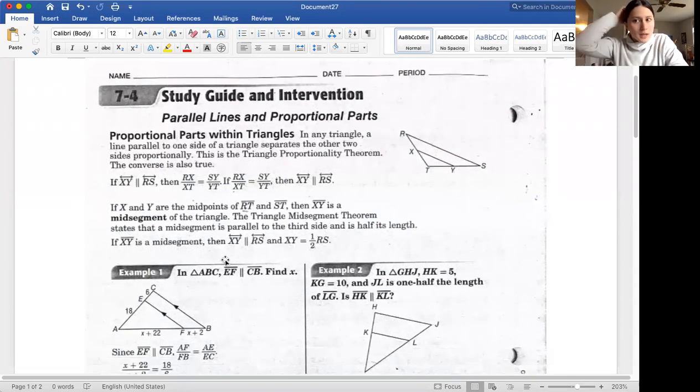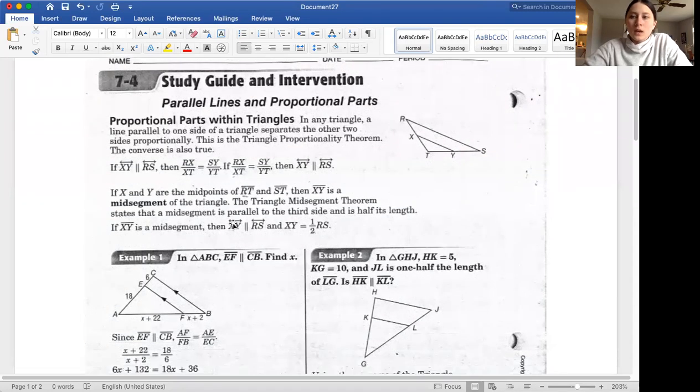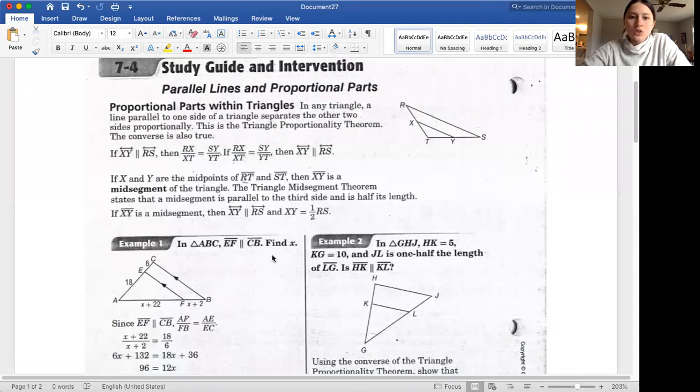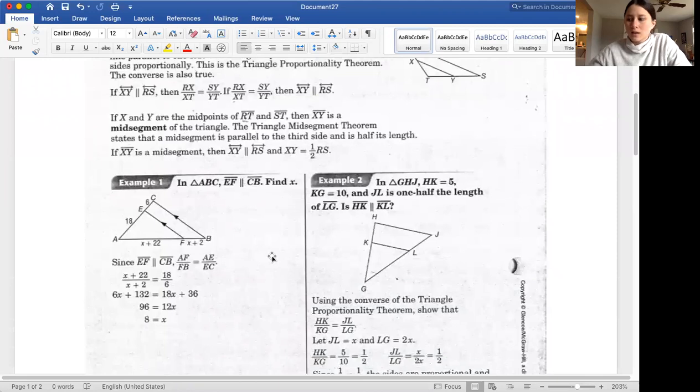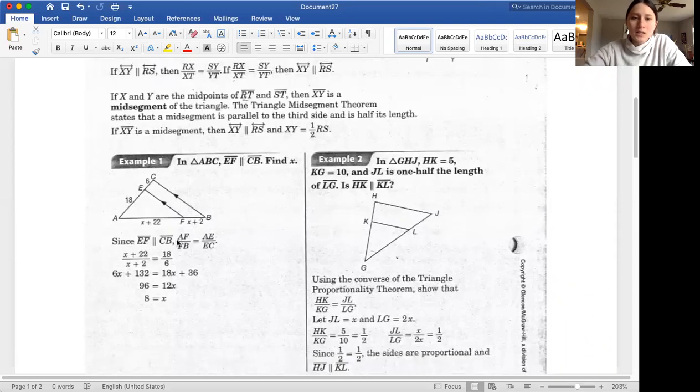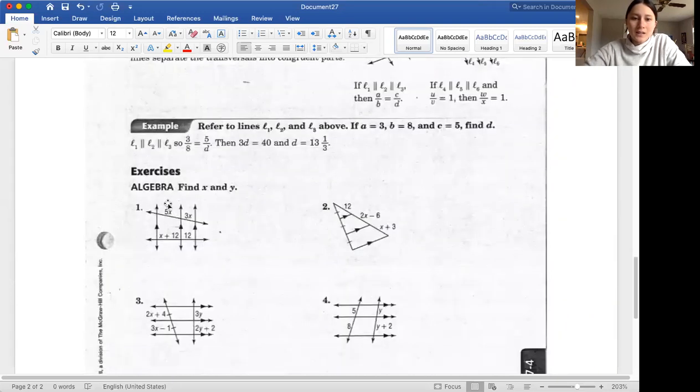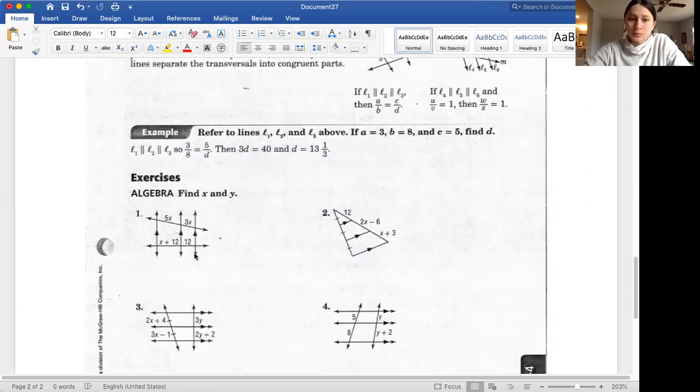So in this lesson, what we're taking a look at is proportional parts and parallel lines. Previously we've been looking at proportional polygons and then proportional triangles. And so what we're looking at today is parallel lines that are seen in triangles creating proportional parts, and parallel lines creating proportions in general.